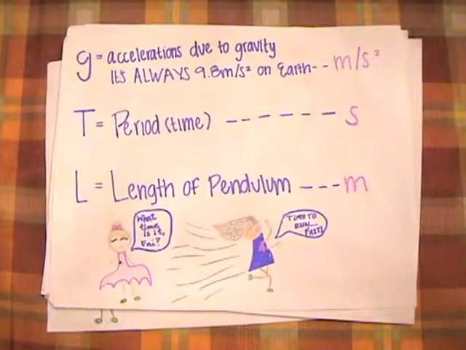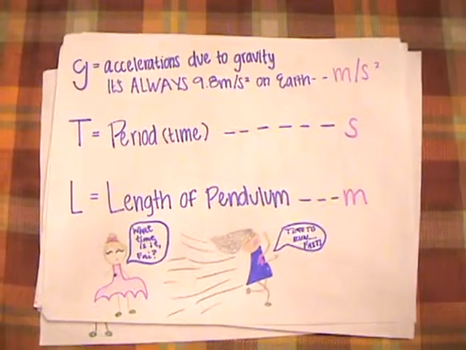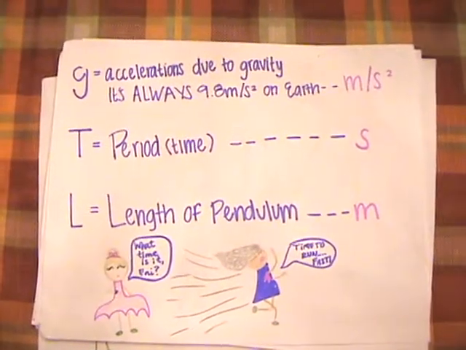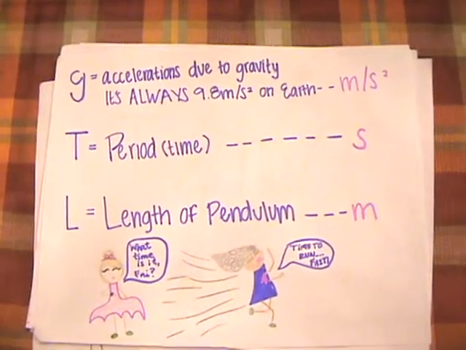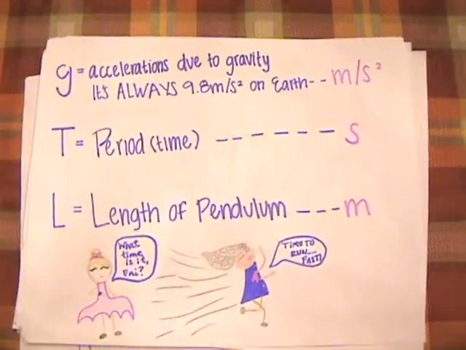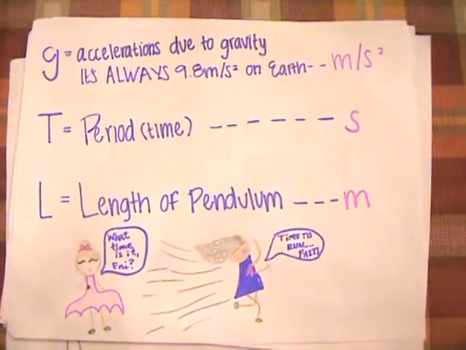Here are the units we're going to be using today. G is acceleration due to gravity. It is always 9.8 meters per second squared on Earth. The unit is meters per second squared. T is period or time. Its unit is seconds. L is the length of the pendulum. Its unit is meters.